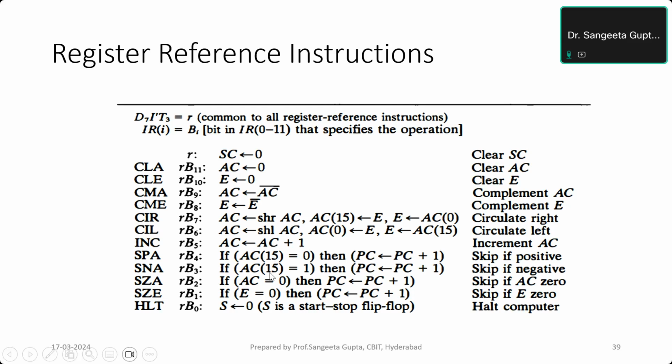Similarly, skip if negative is represented by the sign bit 1 in the 15th bit position of the accumulator. And if the contents of the accumulator are 0, in that scenario also, we have an instruction, SZA, which is skip if accumulator is 0. Similarly, if the E flag contains 0, then we can use the instruction SZE, which indicates skip if E is 0. After execution of all the register reference instructions, we can halt the computer by setting S to 0, which is a start-stop flip-flop. So these are all the register reference instructions.